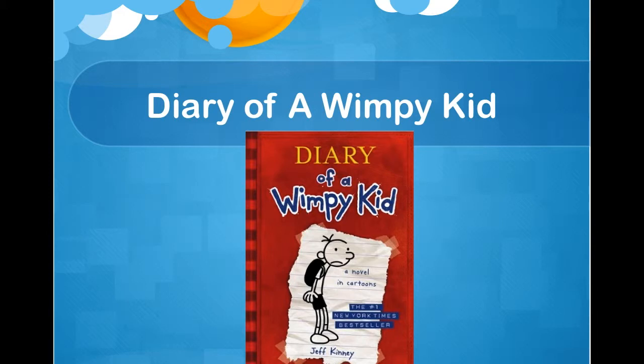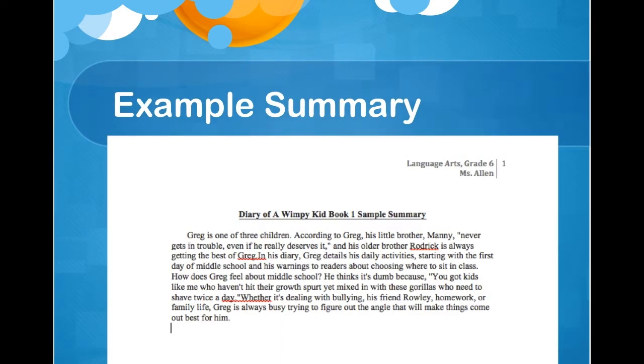So basically, I want you all to see if you can identify the 5 components that was on the last slide in the summary. So here's the example summary, and again, you should have this handout in front of you, so just follow along with me and I'll read it out loud. Greg is one of 3 children. According to Greg, his little brother Manny never gets in trouble, even if he really deserves it. And his older brother Roderick is always getting the best of Greg.